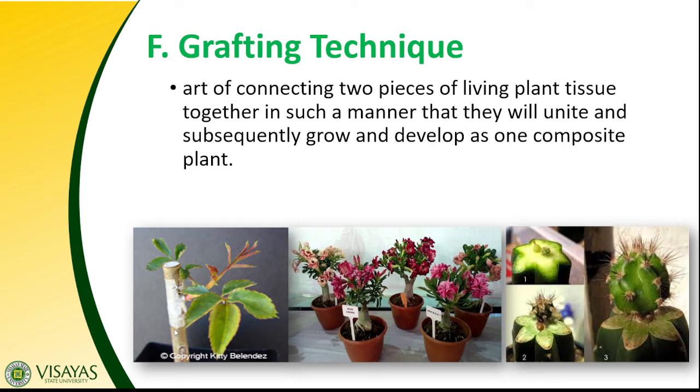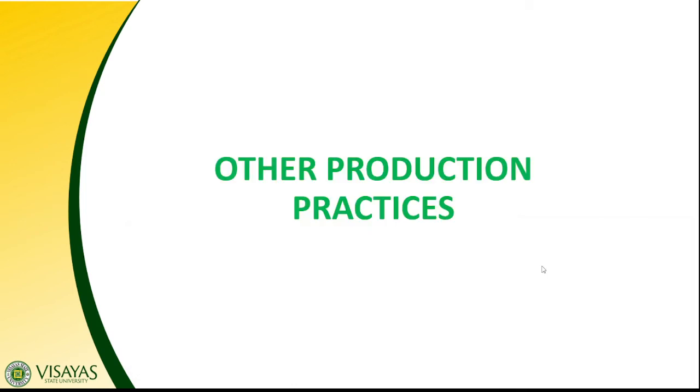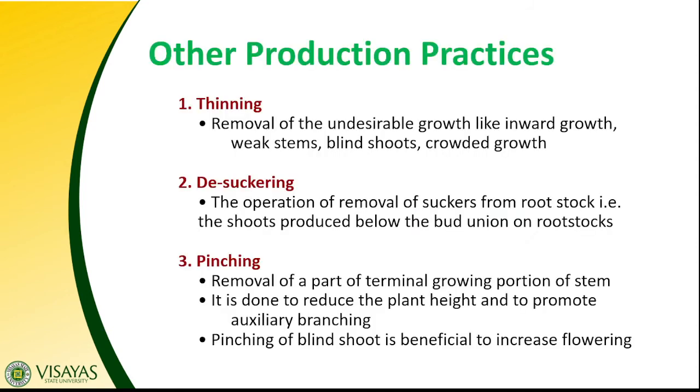And I think this is a rose plant, and these ones also are grafted lignum, and we also have these grafted cacti. Okay. Other production practices for ornamentals includes one is thinning. So actually the name of the production practices describes what is being done with the plant. So for thinning, this is the removal of the undesirable growth like inward growth, weak stems, blind shoots, and crowded growth.